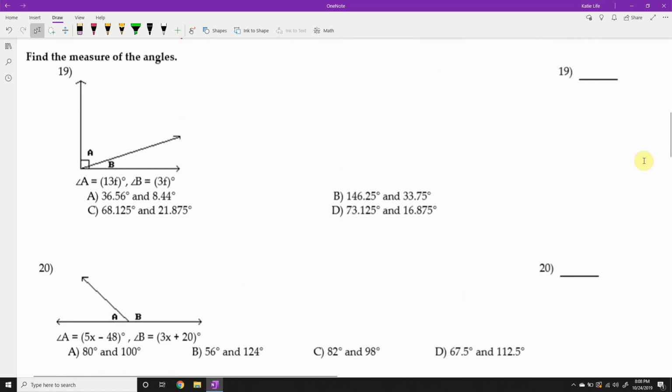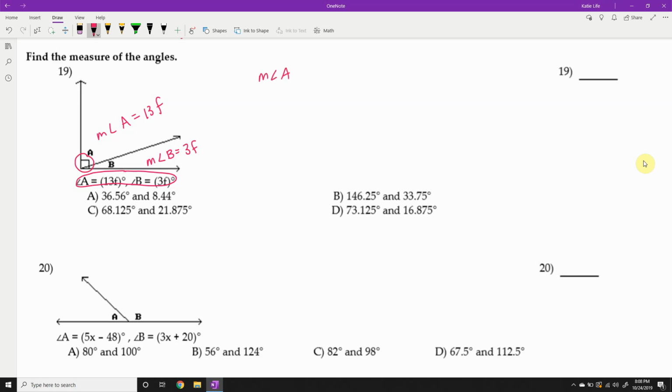Number 19, find the measures of the angles. Angle A and angle B. Okay, well, according to the little given information below the figure here, the measure of angle A is equal to 13F. The measure of angle B is equal to 3F. Together, they create a right angle. So they are complementary angles, meaning the sum of the measure of angles A and B should be 90 degrees.